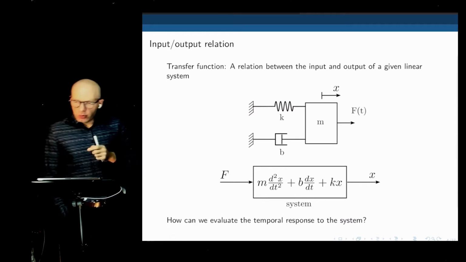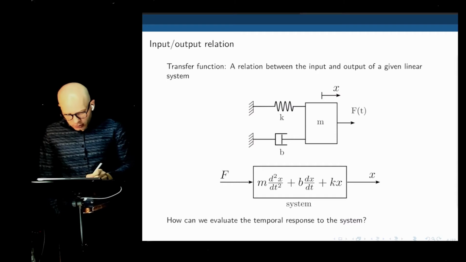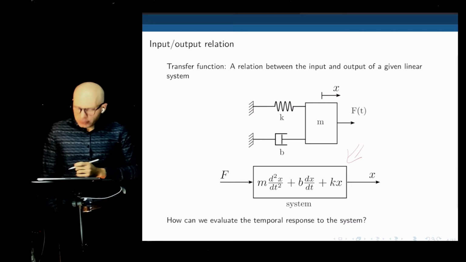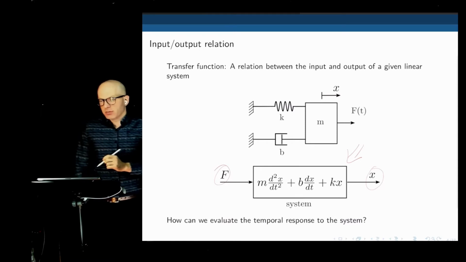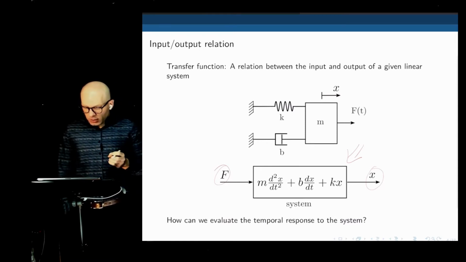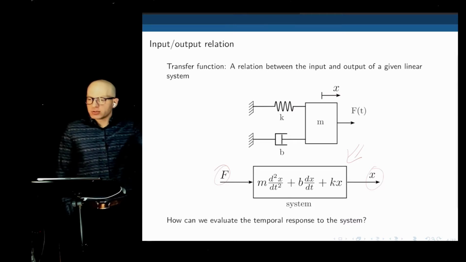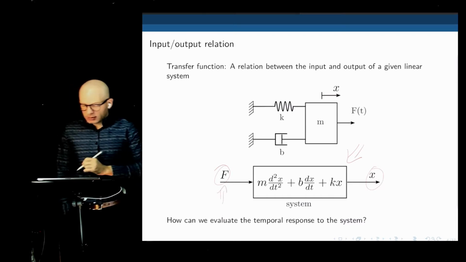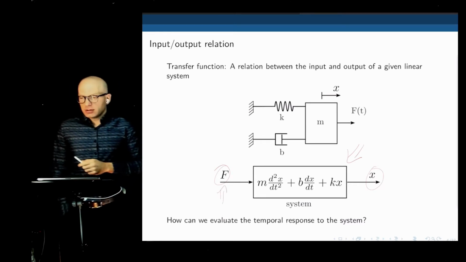Here is one example. We modeled a mass spring damper system before, and we came up with the following equation here. So this equation relates the input to the system, which in this case is a force, and the output, which in this case is a displacement. If we now want to calculate what you can call here the temporal response or the time response of the system, that's the same thing, for a given force, how do we do that? Well, we need to define how the force is in the time domain.